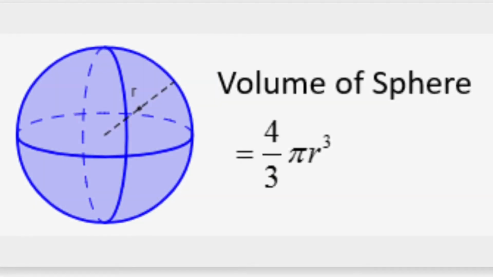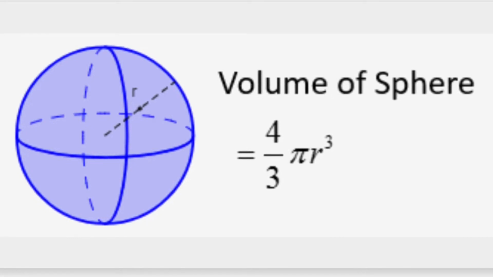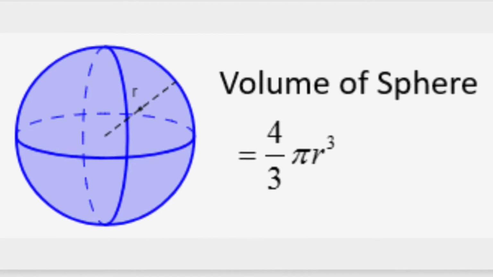The next regularly shaped object is a sphere. Here you can see the formula for a volume of a sphere. Make sure you write that on your lab report before continuing on.